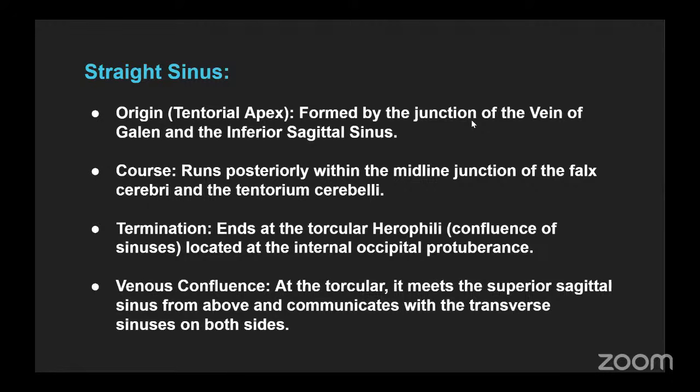The straight sinus origin is at the tentorial apex. It is formed by the junction of the vein of Galen and the inferior sagittal sinus. The course is obviously posterior. It runs in the midline junction of the falx cerebri and the tentorium cerebelli. Termination is at the torcula, which is located at the internal occipital protuberance. So at the torcula, or the confluence of sinuses, we have the superior sagittal sinus from above and the transverse sinuses on both sides.